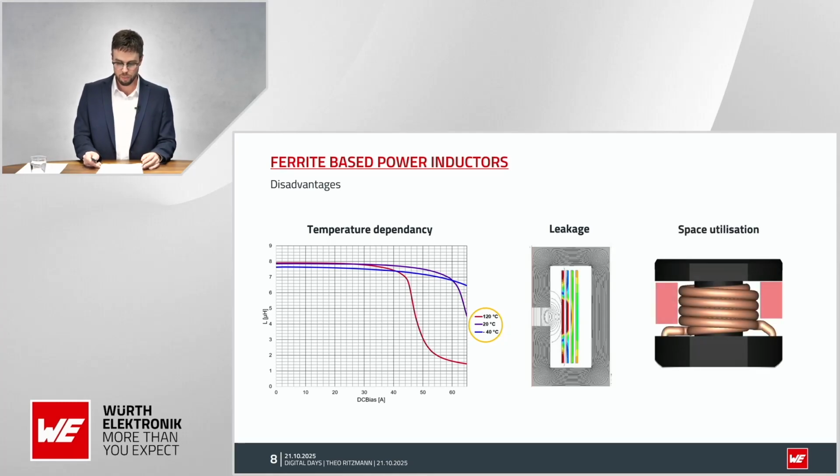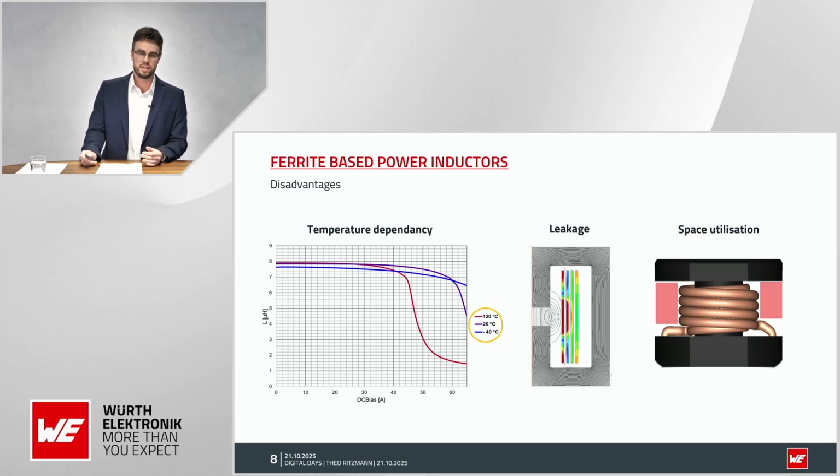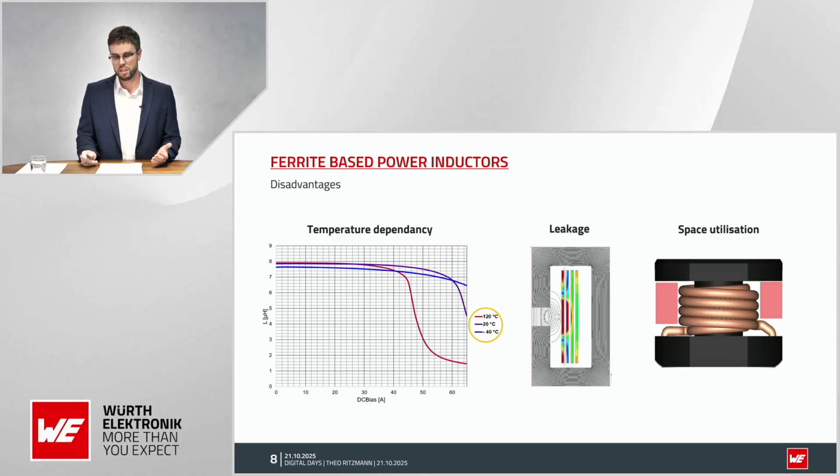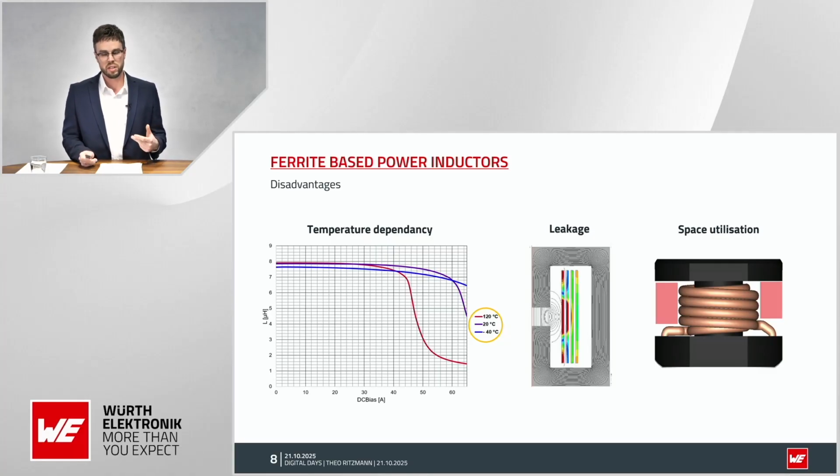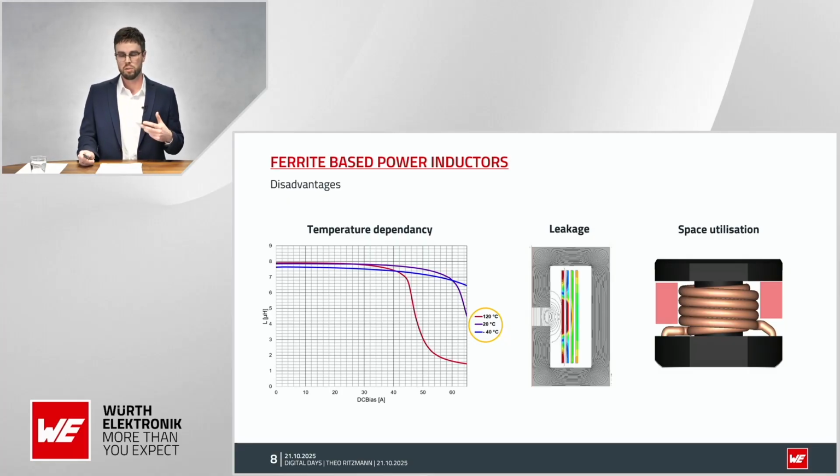And as a last topic, the switching frequencies are still increasing and increasing. This means for these kinds of applications, we again need lower inductance values. But with ferrite, we have an issue, because when we want lower inductance values, we can only use a very low amount of turns. Then we are not using the space of the product efficiently anymore. This means, in the end, for low inductance values, we have a poor power density.